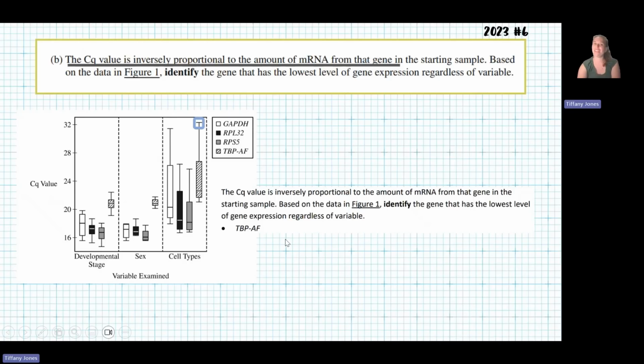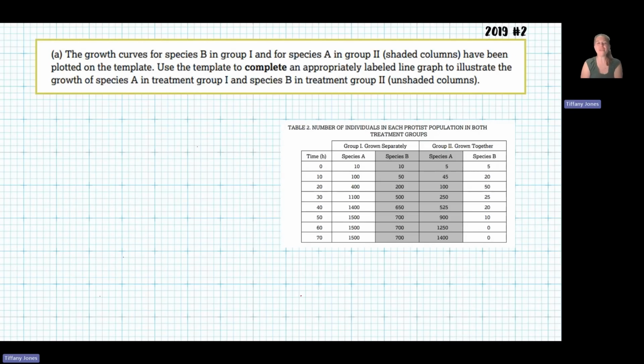This is an example of what you might see on number 6. Here I've got growth curves for species B in group 1 and species A in group 2. They've got the shaded columns. We want to plot that on the template. Looking at this, it tells us that we're going to complete a line graph. So make sure you are looking, but if we weren't told this is a line graph, how would I know?